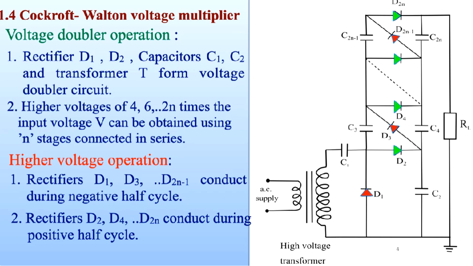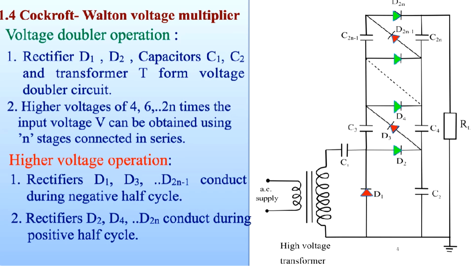Voltage across capacitor C4, that is 4 times V, or say V max. For better understanding, voltage across C6 of the next stage is 6 times V, or it is V max. If it is C2n, the voltage will be 2n times V.